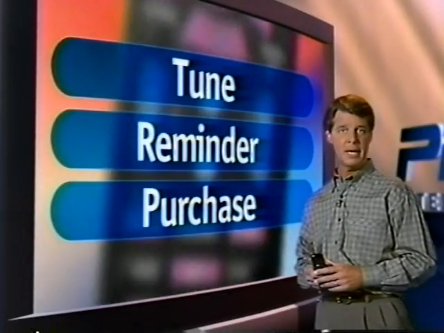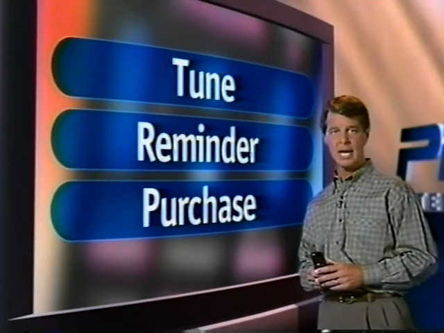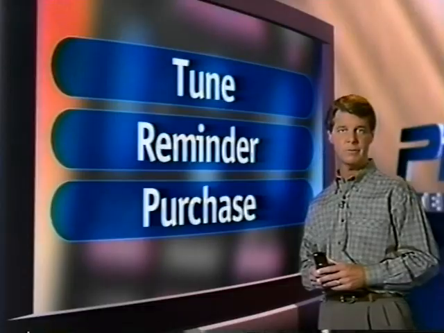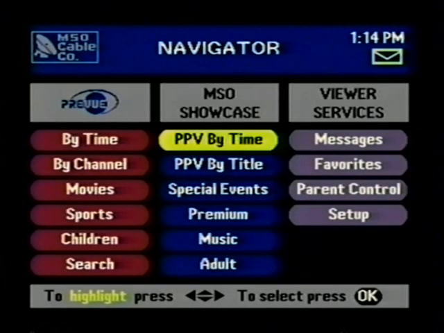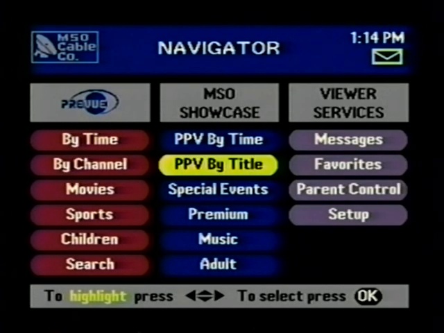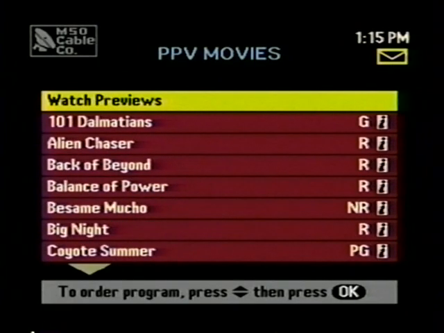I go down into the menu, and I've got the same 3 choices I have in any of my other menus. Now, coming over to the center column, I've got 2 different looks at pay-per-view programs. One organized by start time, one organized by title. Let's go into pay-per-view by title. I'll come down and pick a program.